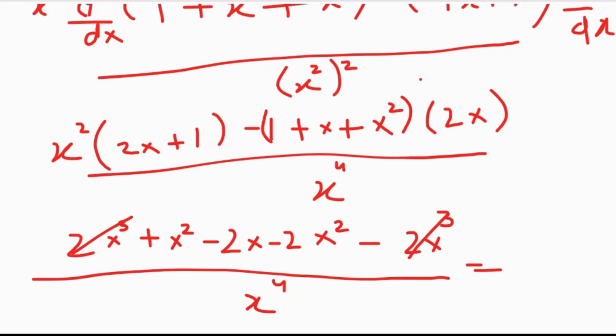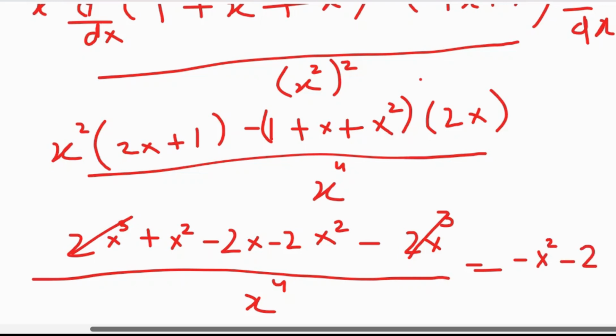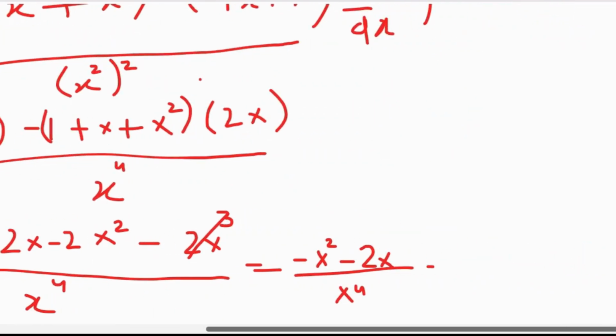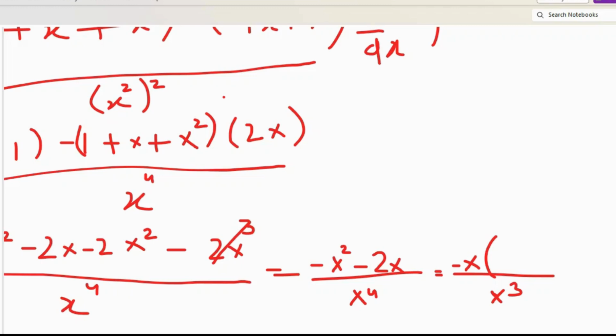I'm sorry about that. So as you can see, this would become just minus x squared, right? And we have minus 2x. In the end, that is left out, and we have x to the power of 4 in the bottom. So what we can do is take out x as common from the top. If we take minus x out as common, and there is x cubed. And then from here onwards, you can see that you can take minus x out as common, and what would be inside? It would be just x plus 2 now.